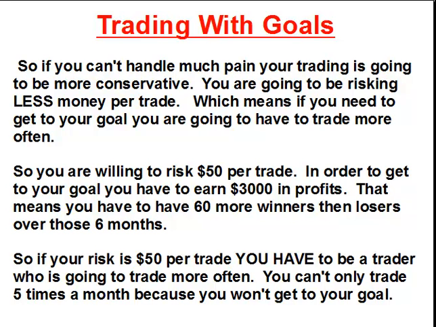So if your risk is $50 per trade, you have to be an active trader for this particular goal. If $4,000 is my goal in 6 months, but I'm only willing to risk $50 per trade, I can't just pick one trade per month because I'm never going to get there. The mathematics just don't allow that. It just doesn't make sense. So I have to have more trades if I'm going to reach that particular goal that I have in mind. You can't only trade 5 times a month in this particular case because you won't reach the goal.